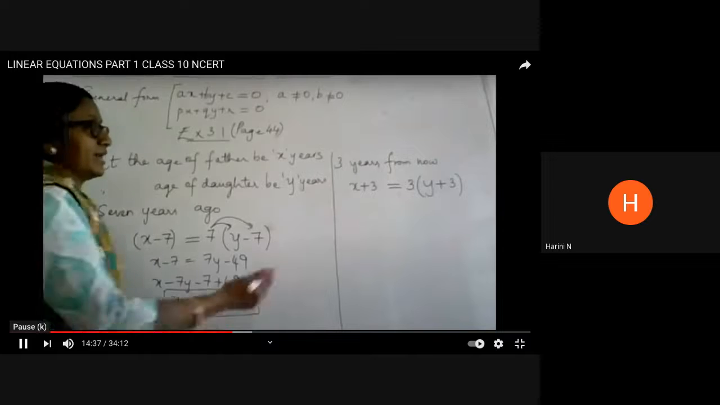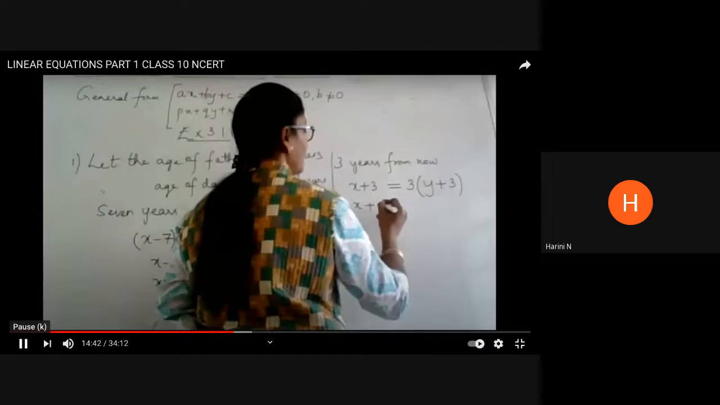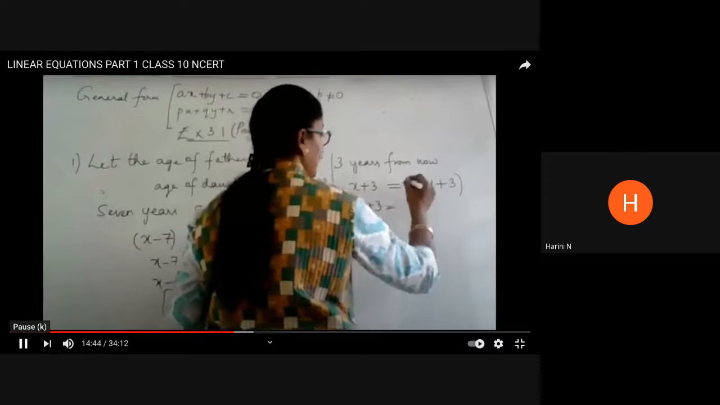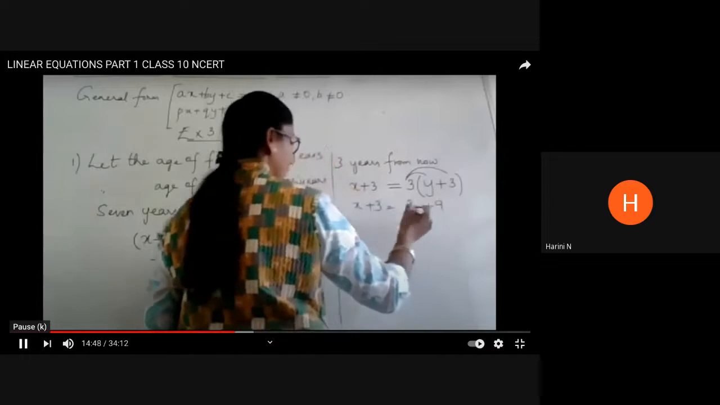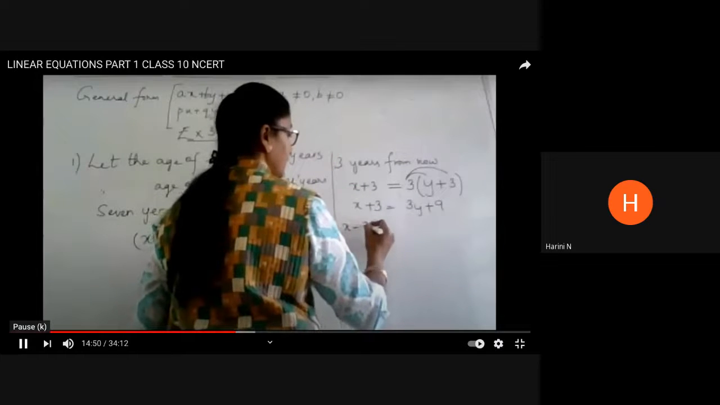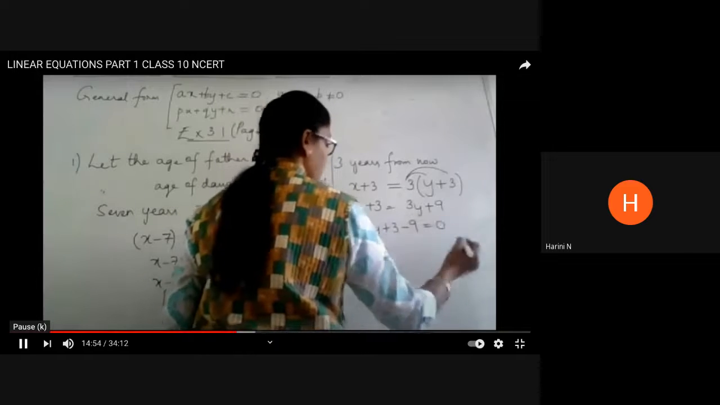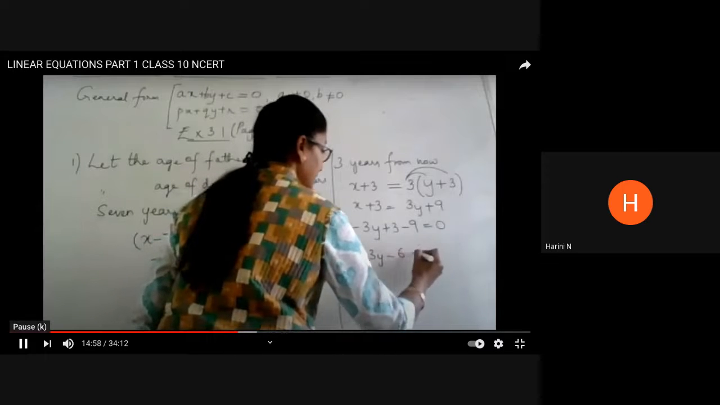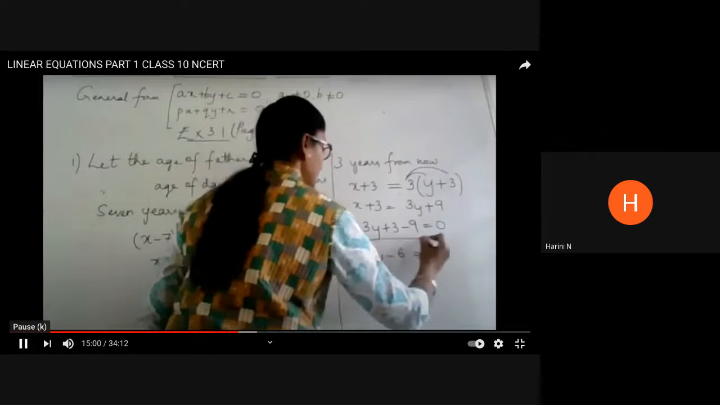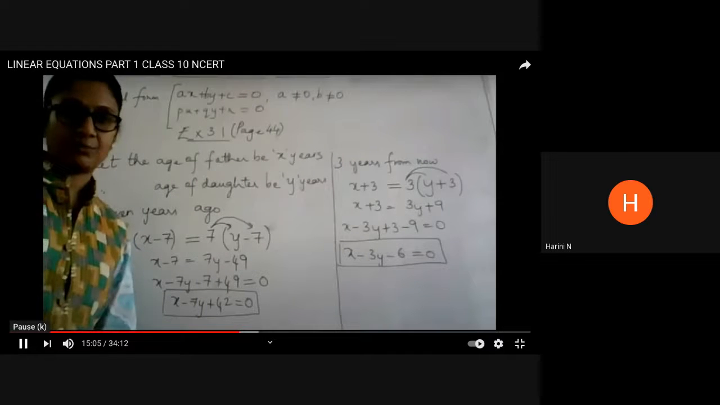Now again I can transpose and get the X and Y on the same side, that is the left hand side. This will be 3y plus 9. Or when I transpose, it becomes X minus 3y plus 3 minus 9 equals 0. Or X minus 3y minus 6 equals 0. So these are the two equations for the given situation described in problem 1.